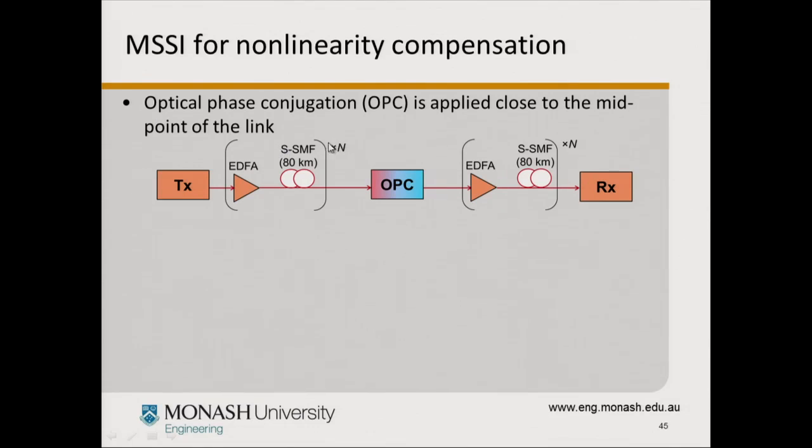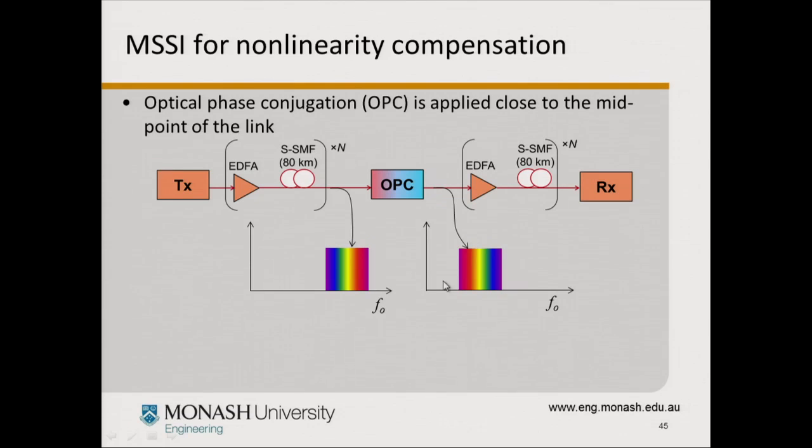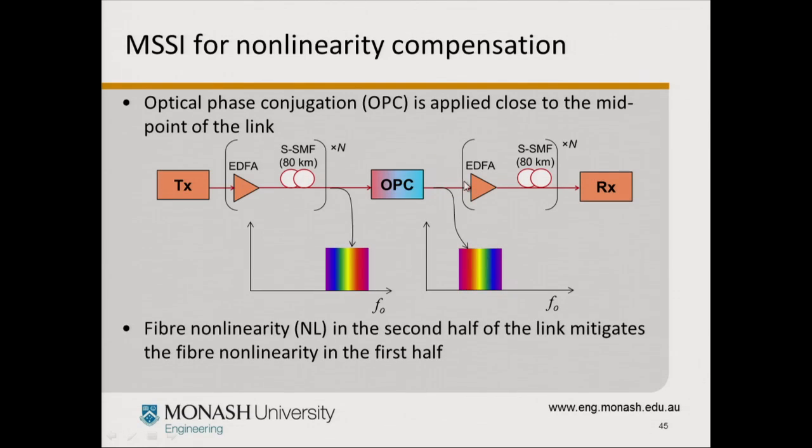Here I'll discuss some mid-span spectral inversion, some end-link compensation, and a subcarrier symbol array. Okay, so I'll start with optical phase conjugation. Optical phase conjugation is where you go halfway, and then once you go halfway, you conjugate your signal, which inverts the spectrum, and then you go the second half. So the idea is to use the second half of the link to compensate for the first half of the link.